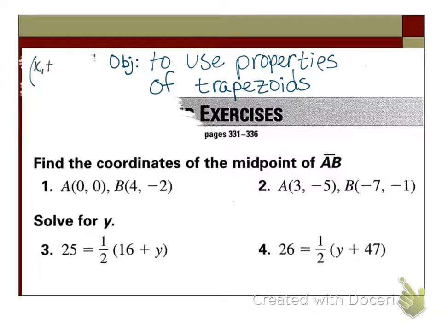So x1 plus x2 divided by 2. And then I have to do the same thing with my y's. Average of the x's, average of the y's. This is midpoint, for those of you that needed to put that back in your notes. It has been a while since we've done it.